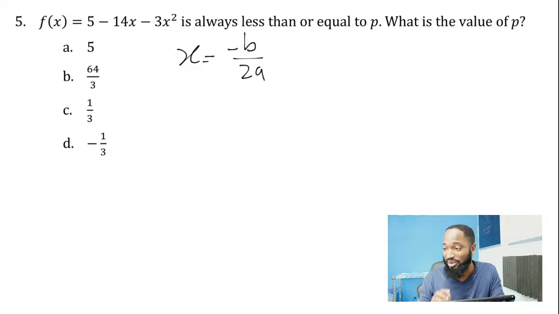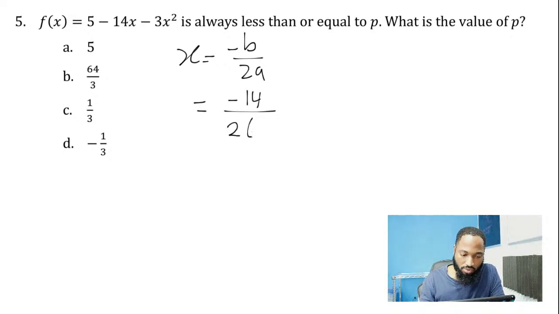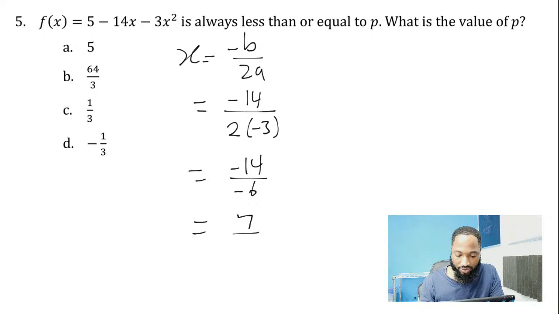You plug this value back into the equation and you get the y value, the f of x value. So negative 14 on 2 by negative 3. This is negative 14 on negative 6, which is 7 on 3. Now we just examine that and feel good about yourself. Hopefully math's clicking. So 7 on 3, and then you just put that into that formula in your calculator.